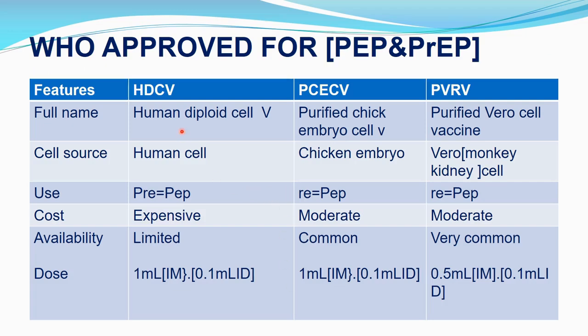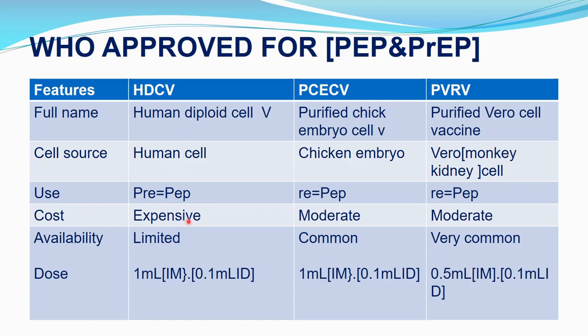The differences between these WHO approved 3 types of modern vaccines against rabies: they can be used as pre-exposure or post-exposure prophylaxis. HDCV is human diploid cell vaccine. PCECV is purified chick embryo cell vaccine. PVRV is purified Vero cell rabies vaccine. The cell source is human cell, chicken embryo, and then Vero, that is, monkey kidney cell. Use is both in pre- and post-exposure prophylaxis.